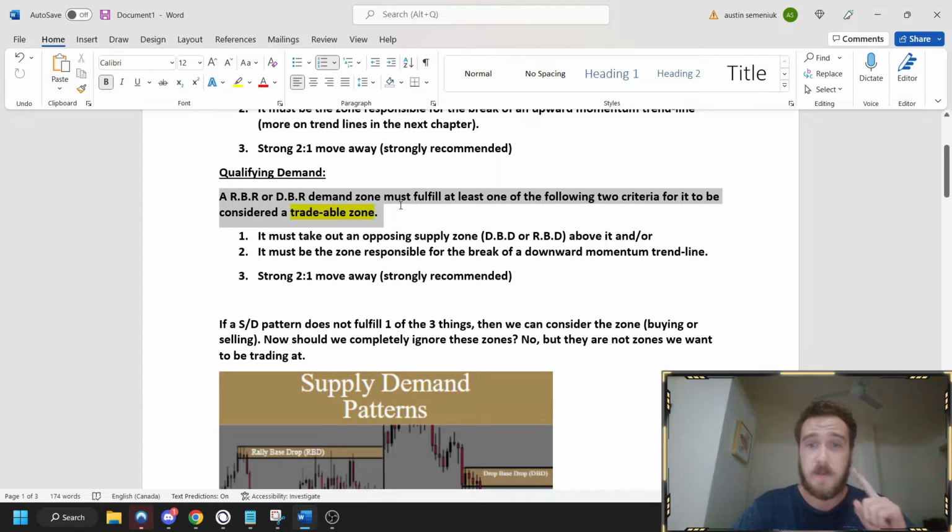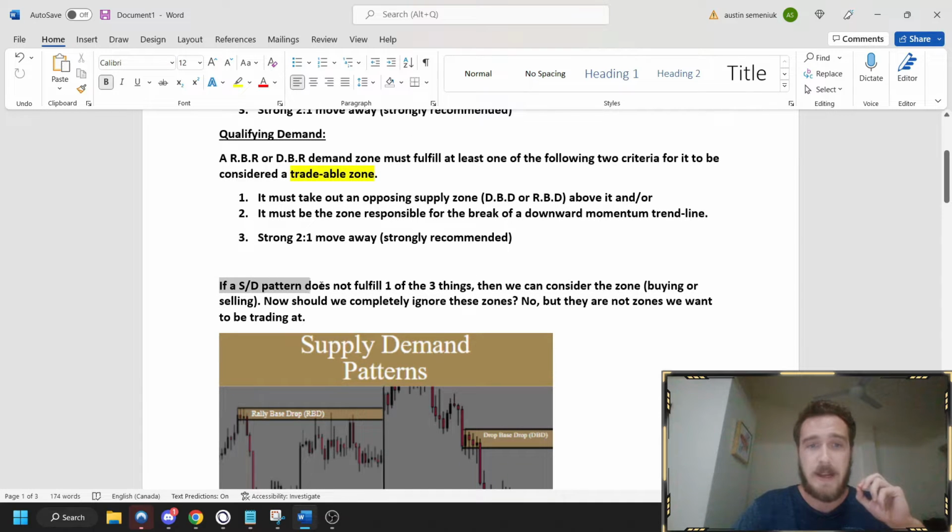A demand zone must fulfill at least one of the following two criteria for it to be considered a tradable zone. Number one, it must take out an opposing supply zone. Number two, it must be a zone responsible to break a momentum line or trend line. And number three, the same thing, a strong 2-to-1 move away. Once again, strongly recommended. In fact, all my zones will be 2-to-1. We will get into examples.